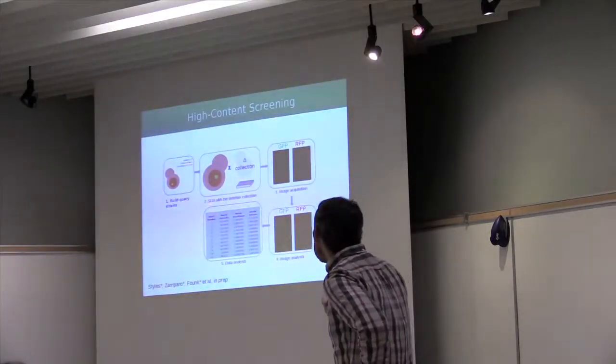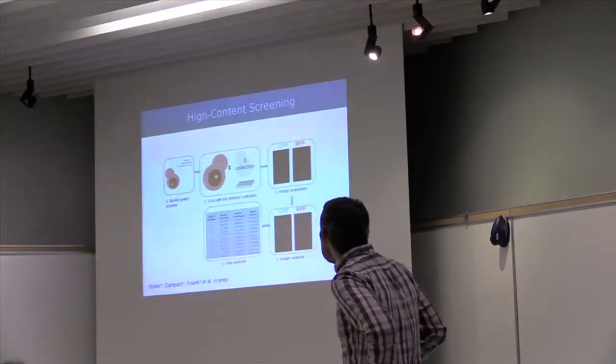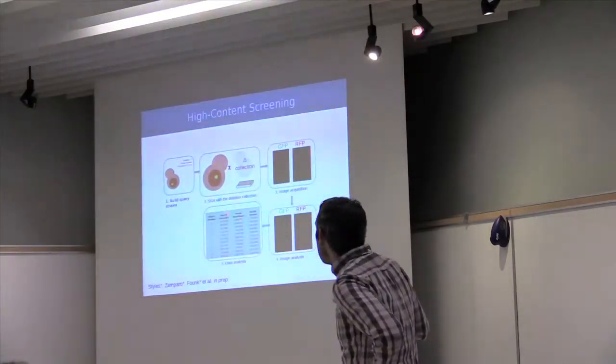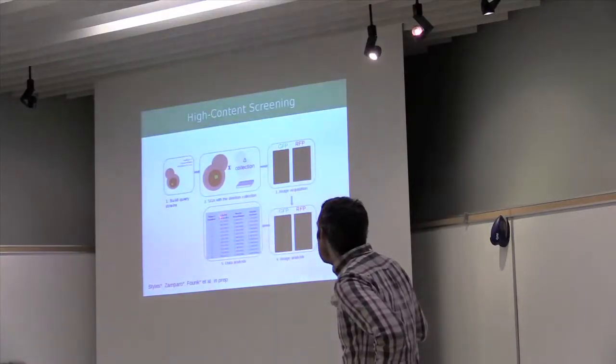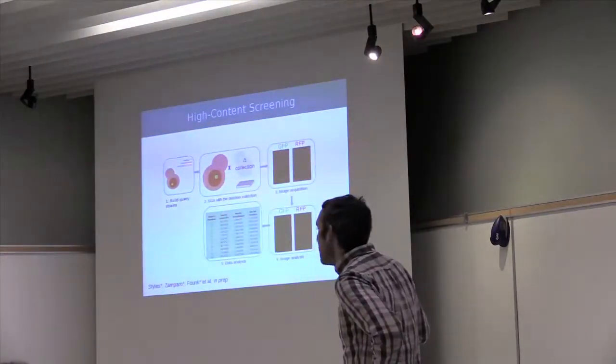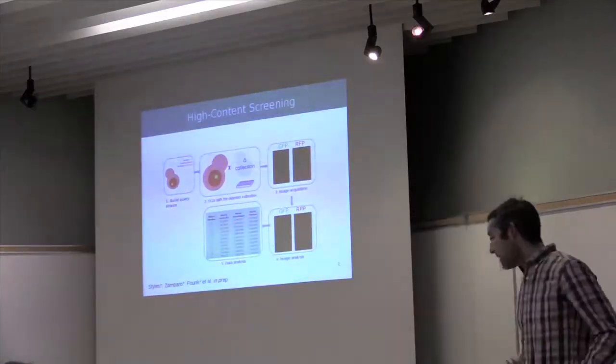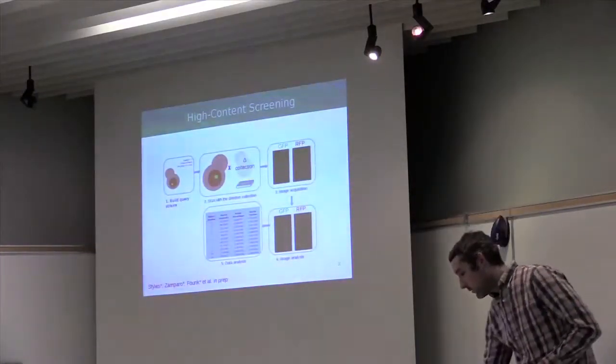So in this case, every row is a cell, and it's described by things such as intensity of the nucleus, shape of the nucleus, various other features. And then the question is, so what do you do with all this data?